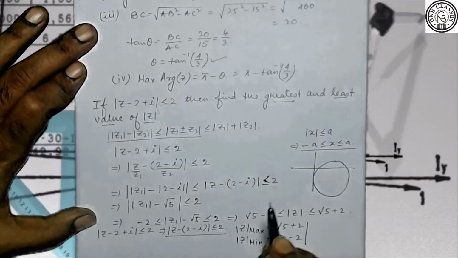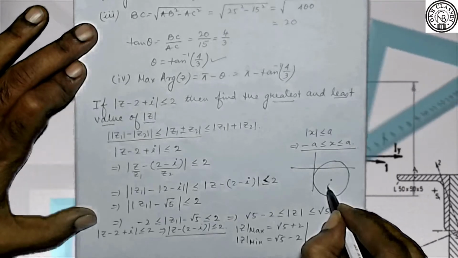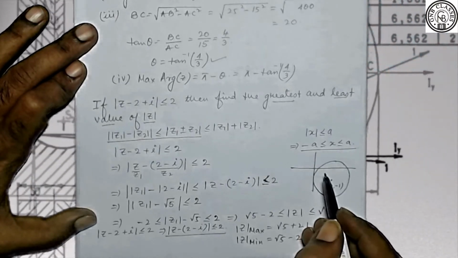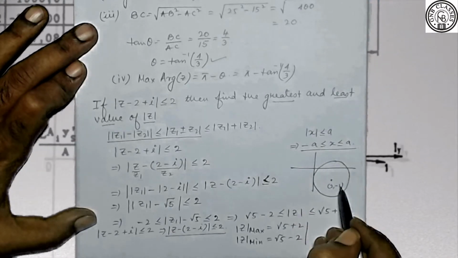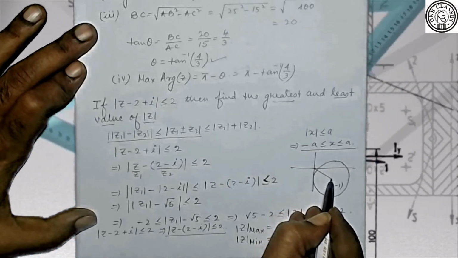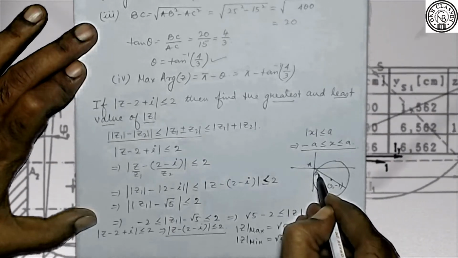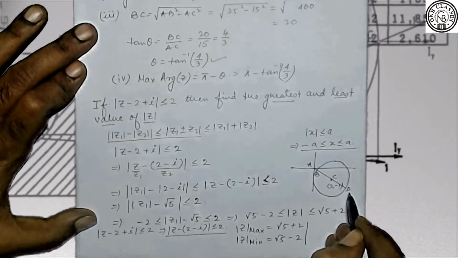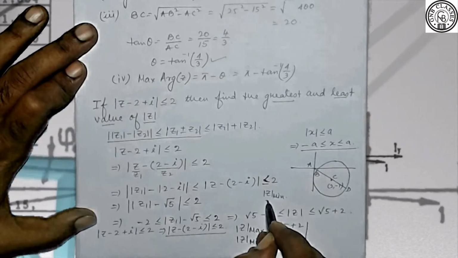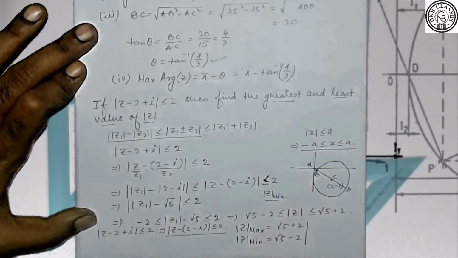Yes or no? This point is 2, minus 1 and here the radius is 2. So your z is lying anywhere on this circle or inside the circle. Now, if I join this, you look at it carefully. Let me just give names. Let us say this is A, this is B, say this is C and this is D. Look at it carefully. Your mod z is minimum when your z is lying at the point B. Tell me yes or no.